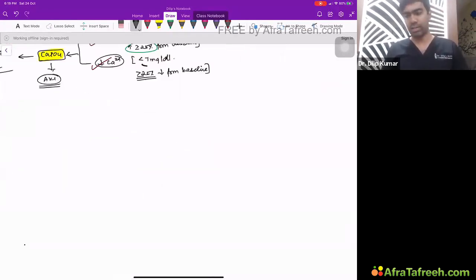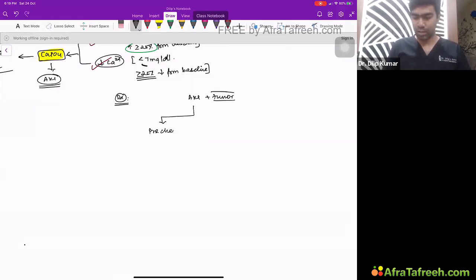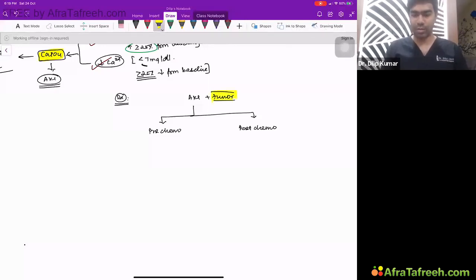It's an oncological emergency. So treatment is dependent on what the problem is. Suppose you get an AKI in a patient who has a tumor, you need to see whether it's pre-chemotherapy or post-chemotherapy. Usually in the exam, this tumor will be a hematological cancer only. Getting a solid organ cancer is very rare.